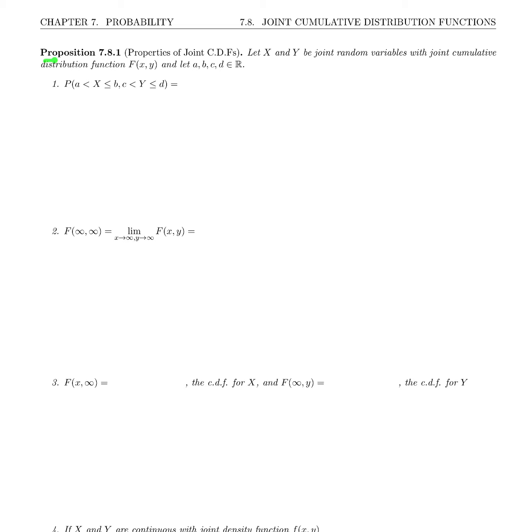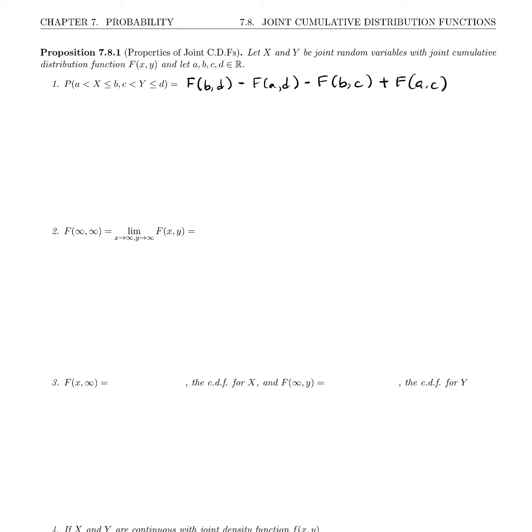Thanks for joining me for Proposition 7.8.1 on the properties of joint CDFs, cumulative distribution functions. Let X and Y be joint random variables with joint cumulative distribution function, capital F of XY, and let a, b, c, d be real numbers. First property: the probability that a is less than X is less than or equal to b, and c is less than Y is less than or equal to d is F of BD minus F of AD minus F of BC plus F of AC.